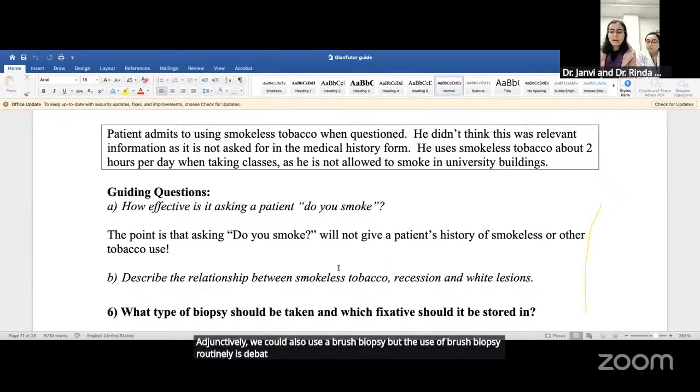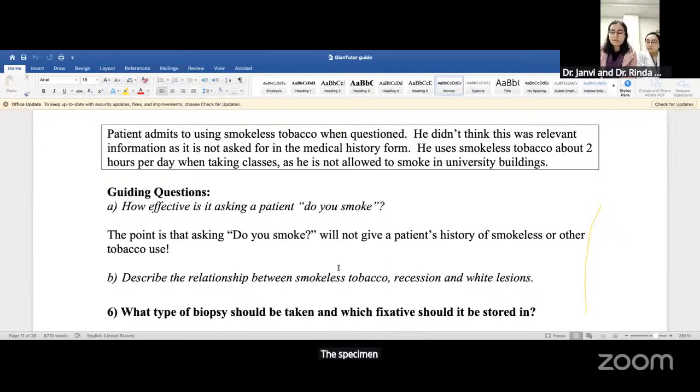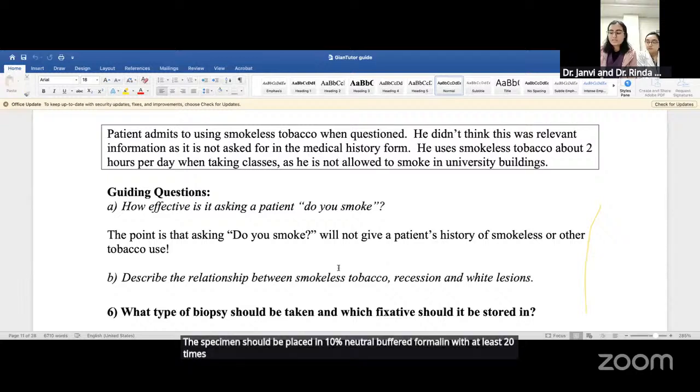Once the specimen is obtained, it is advisable to place it on a piece of paper with the connective tissue side down for at least 1 minute to ensure that the sample stays flat during fixation. The specimen should be placed in 10% neutral buffered formalin with at least 20 times the volume of the sample to avoid improper fixation or autolysis, and the fixative should not be changed or diluted. Thank you.